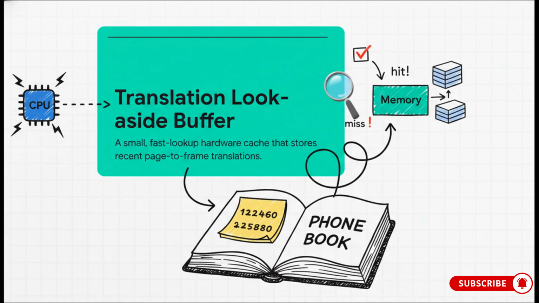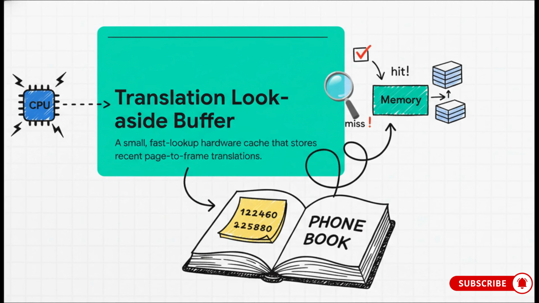The solution to this speed problem is, you guessed it, another piece of special hardware. It's called the Translation Look-Aside Buffer, or TLB. The TLB is basically a tiny, super-fast cache that's built right into the MMU. And all it does is store the most recently used page-to-frame translations. It's like having a sticky note on your monitor with the phone numbers of the 5 people you call all the time. Instead of looking in the huge phone book, the page table in memory, every time, you just glance at the sticky note first.